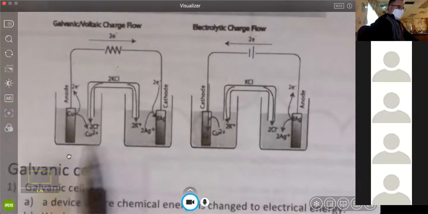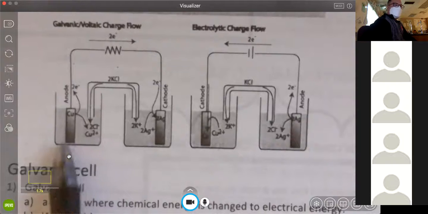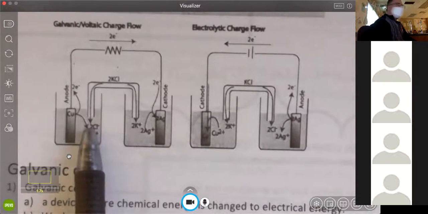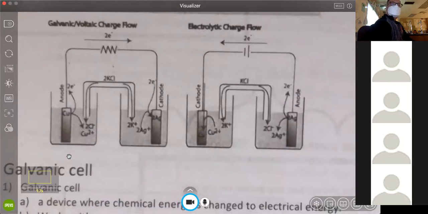And that's also why if you have that positive coming into this solution, it needs to be counterbalanced by that negative.